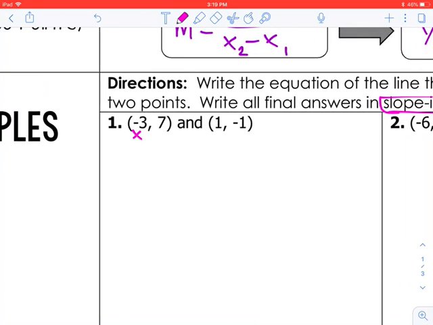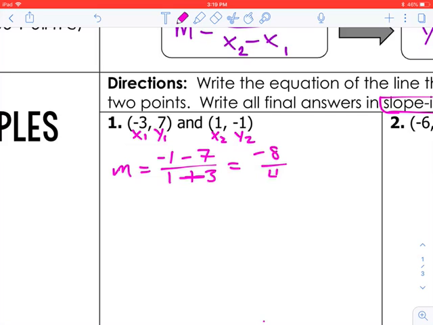For this first one, I'm going to go ahead and label this x1, y1, x2, and y2. For my slope, I've got y2 minus y1 is negative 1 minus 7 over 1 minus negative 3. That becomes plus 3, so negative 8 over 4, which is negative 2. And so there's my m value.